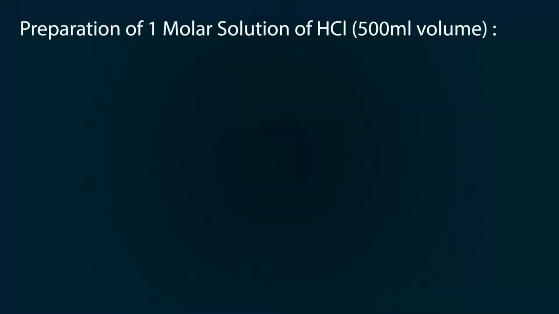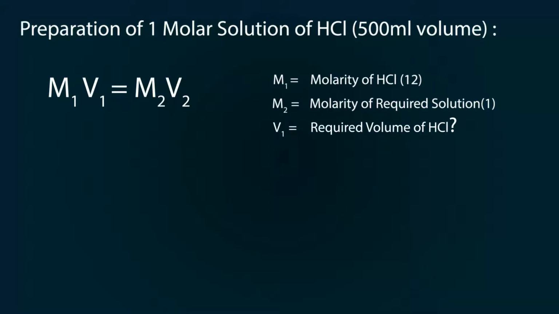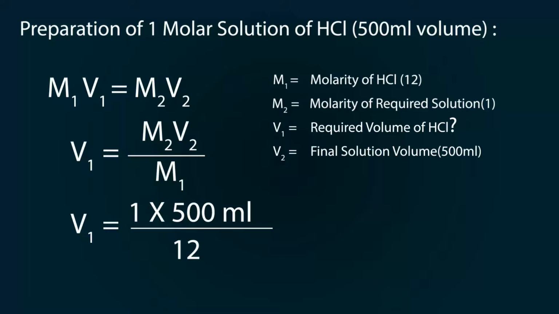Now let's find out the volume of 1 molar solution. We will use the formula M1V1 is equal to M2V2, where M1 is the molarity of HCl, which is 12, M2 is the molarity of required solution, which is 1. V1 is our required volume for 12 molar HCl and V2 is our final solution volume, which is 500 milliliters. So here V1 is equal to M2V2 whole divided by M1. By putting the values, V1 is equal to 1 multiplied by 500 and whole divided by 12. We get a volume of 41.66 milliliters.